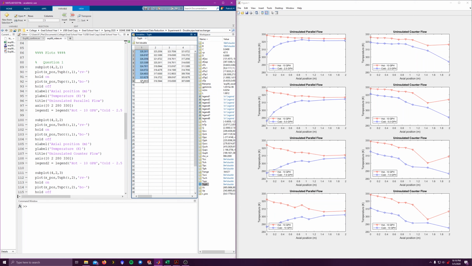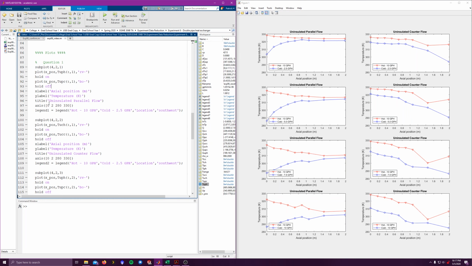While the hot fluid stays at 10 gallons per hour, this is for the configuration of hot fluid 10 gallons per hour, cold fluid 2.5 gallons per hour. So we're taking this first column here, and it goes from 2.5 to 5 to 7.5 to 10.